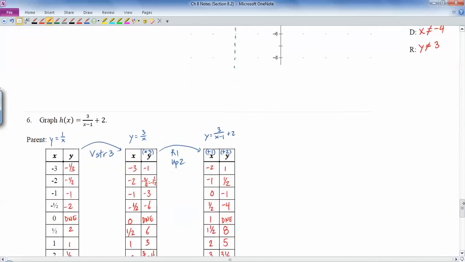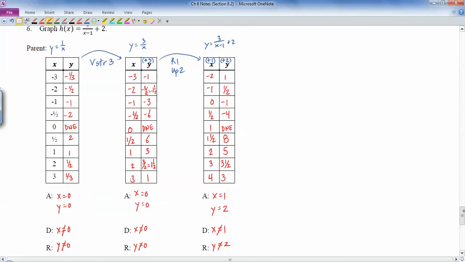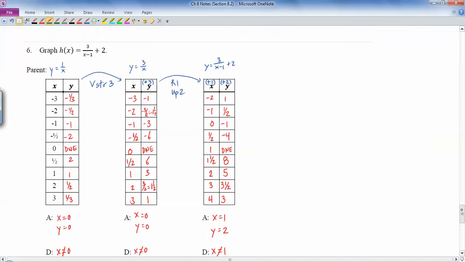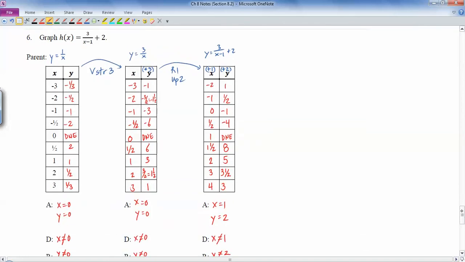Okay, so here's the chart for 6, the 3 charts for 6. And again, the parent is 1 over x, and so we have all that standard info for 1 over x that we keep going to. And then to get the next chart, you're going to multiply all the y values by 3 because of this vertical stretch by 3. So the x's stay the same, the y's all got multiplied by 3. Then we're going to go to the right 1 unit and up 2. That's how we get our last chart.